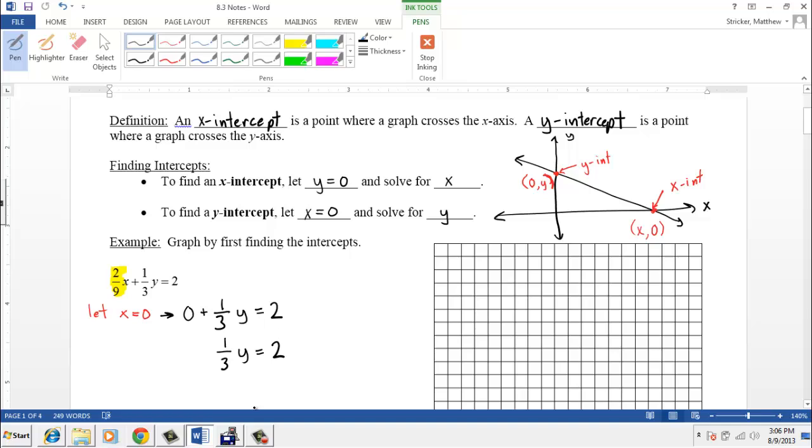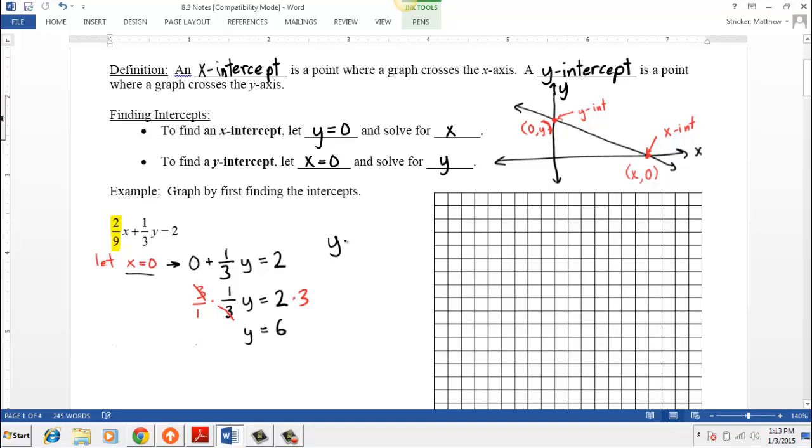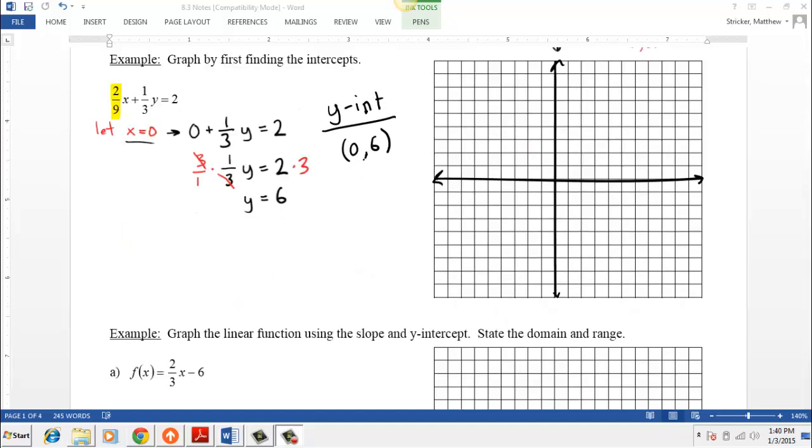And then if I wanted to get the y by itself, I could just multiply both sides by the reciprocal, which in this case is 3/1 or just 3, because then the 3's cancel, and I'm left with y equals 6. So my y-intercept is the point, remember, we let x equal 0, so it's the point (0, 6). So let's go ahead and put that point on the graph, the point (0, 6), right here.